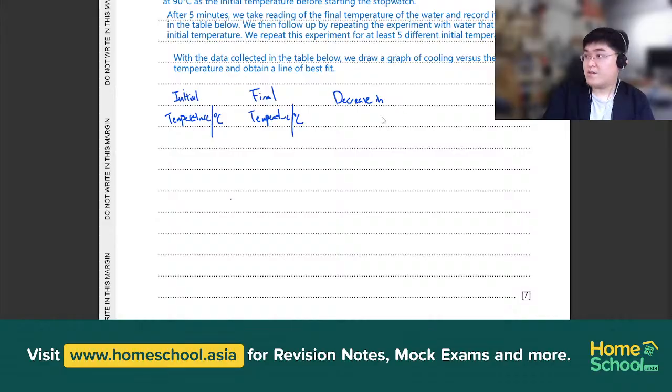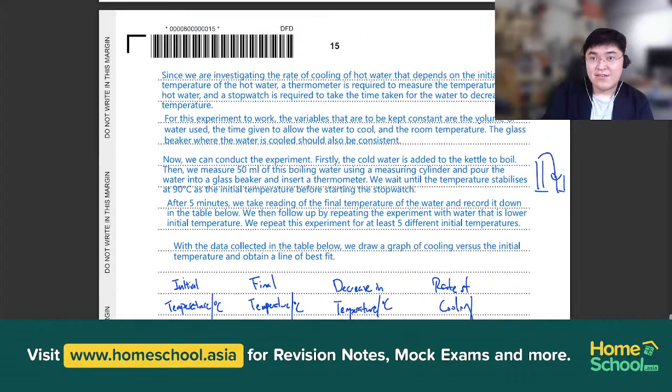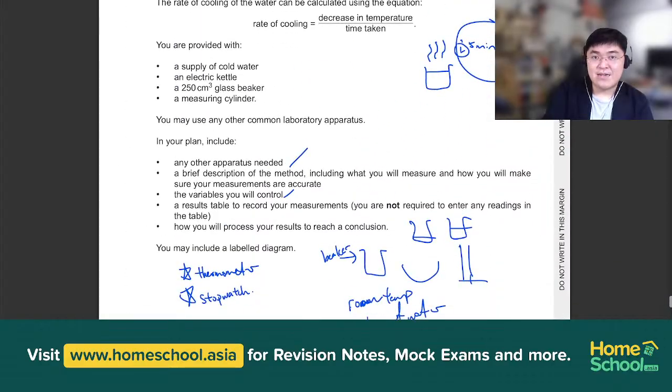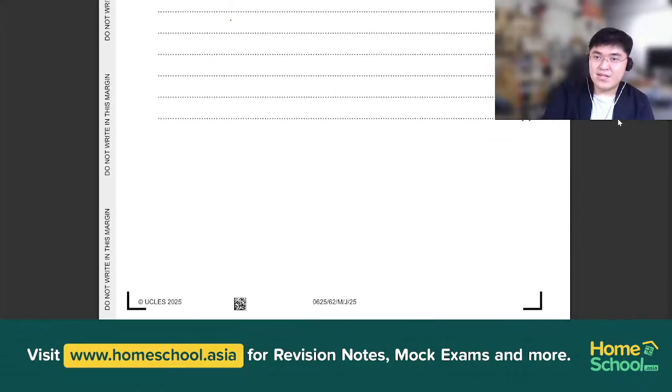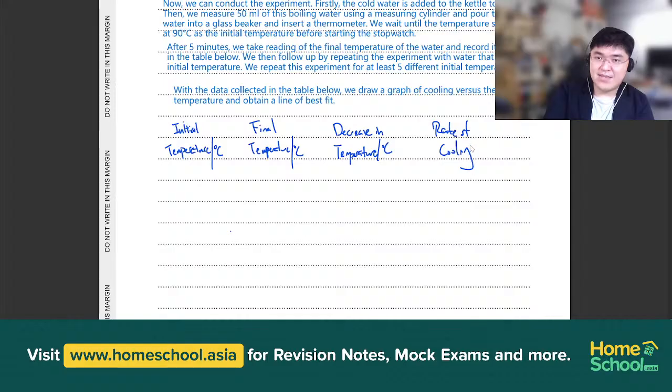Wait, let me just write this nicely. The decrease in temperature is basically the initial minus the final temperature. And finally, we need to have the rate of cooling. The rate of cooling over here is stated as decrease in temperature divided by time taken. So decrease in temperature is in degrees Celsius, time taken is in minutes, so it's degrees Celsius per minute.